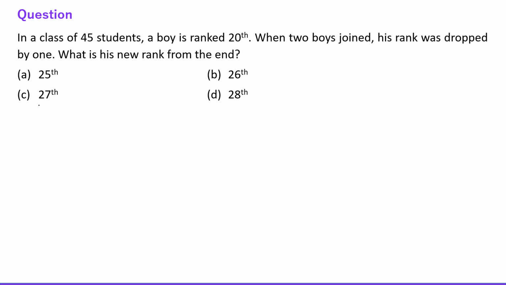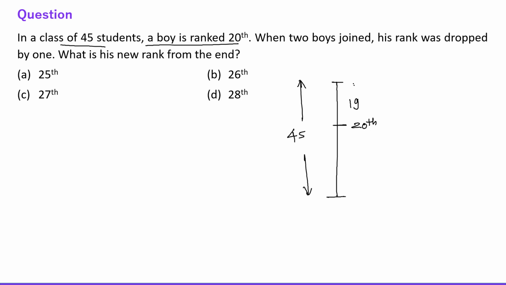Next question says, in a class of 45 students, a boy is ranked 20th. See everyone, in a class of 45 students, a boy is ranked 20th. 20th means 19 boys are ahead of this boy, and 25 boys are behind this boy. Okay, fine. This is the condition.